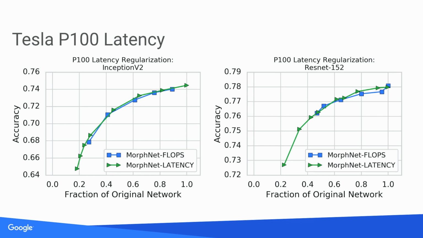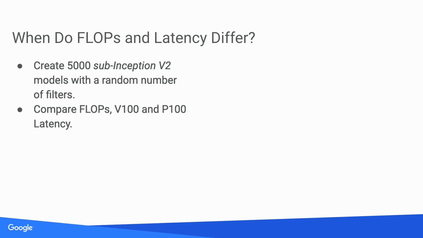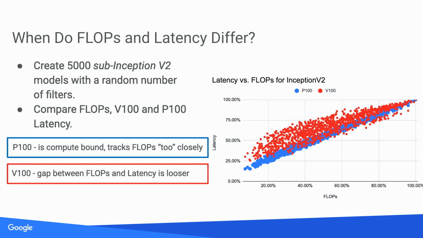If you remember a little bit from the numbers before, or maybe you know that the V100 is a much faster GPU. So it's less compute bound. Almost never is it compute bound, whereas the P100 is often compute bound in these types of networks. And to validate this hypothesis, we applied the following procedure. We took Inception V2 and we created what we call subnetworks, randomizing the number of filters in each layer according to some procedure, trying to understand the space of what types of architectures there are to explore.